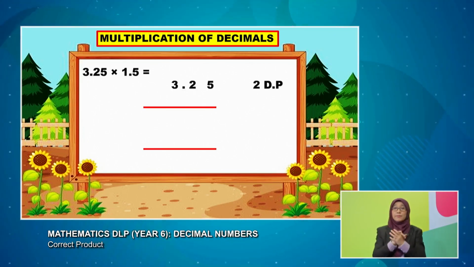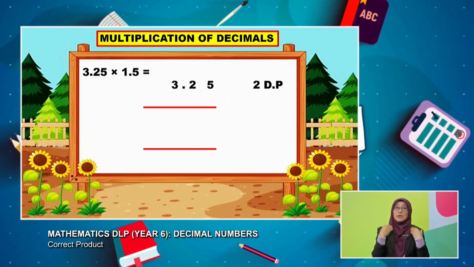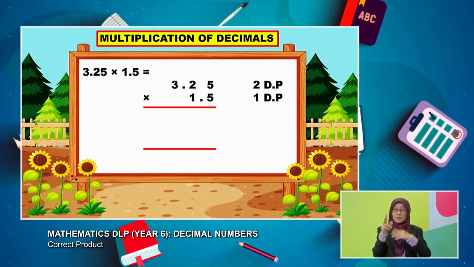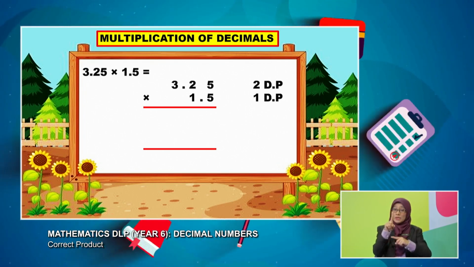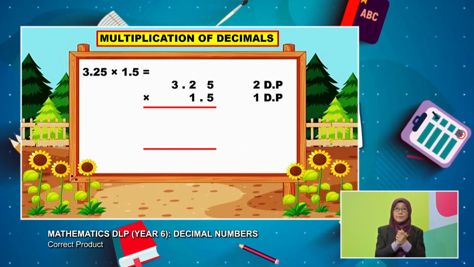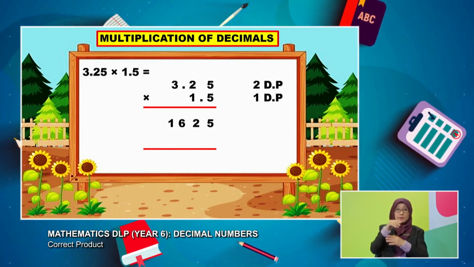Okay, let's look at this. 3.25, how many decimal places? 2 places, yes, you are right. And then we times by 1.5, which is one decimal place. As I introduced earlier, you must know 1 decimal place, 2 decimal places, 3 decimal places, and so on. This is the first line that we times by 5 as usual.